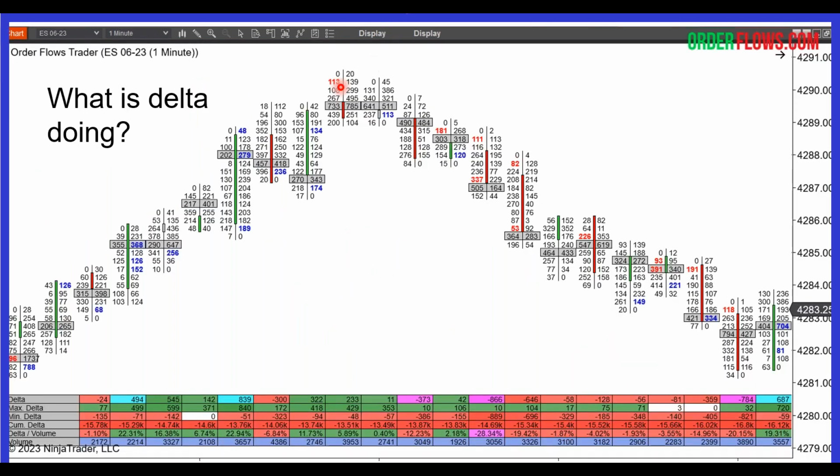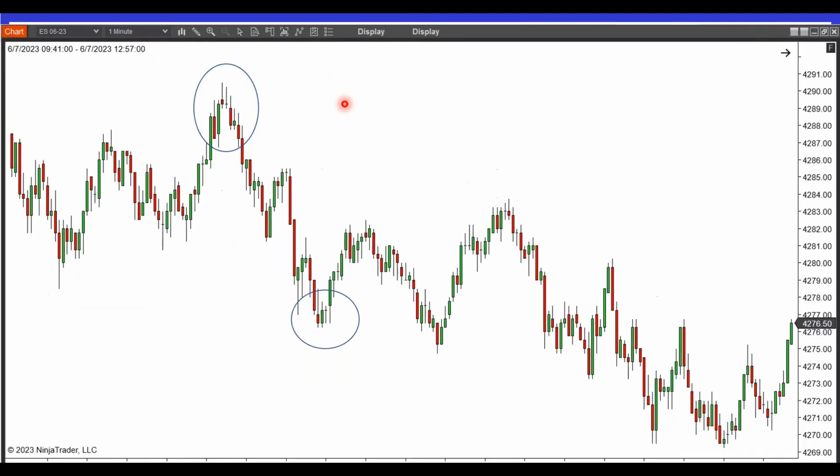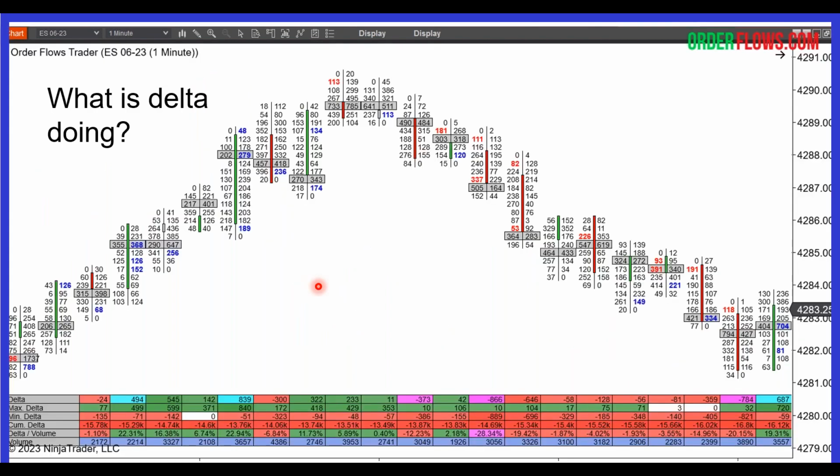And this right here is that first circle, right up here. See how the market was going up? It sort of stalled up here, then it sold off, and it was a nice sell off of over 10 points. And it happened within about 20 to 30 minutes. And the easiest clue that you'd get is simply by watching the order flow. So what's happening?